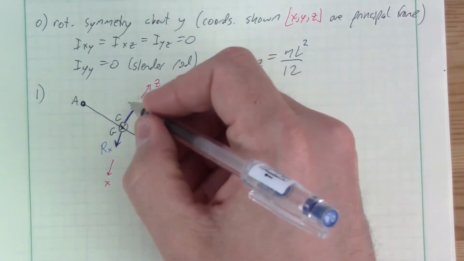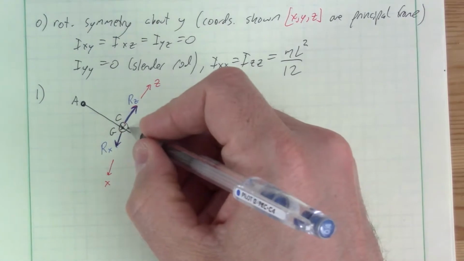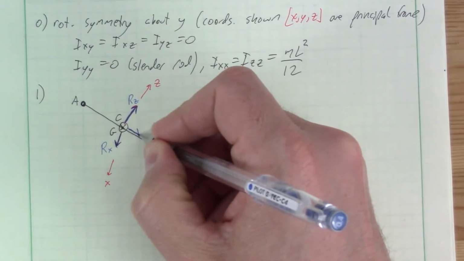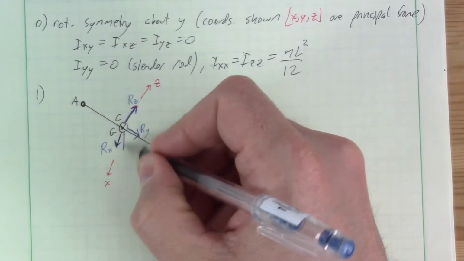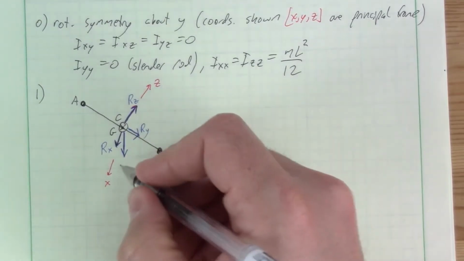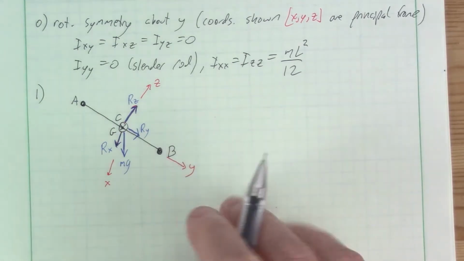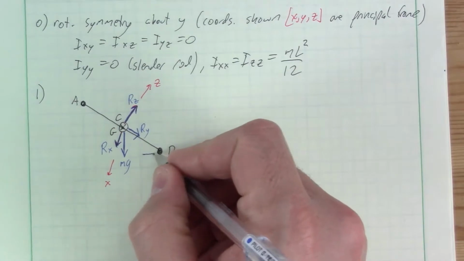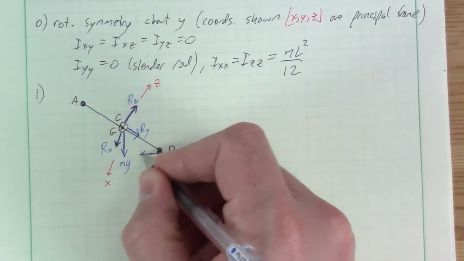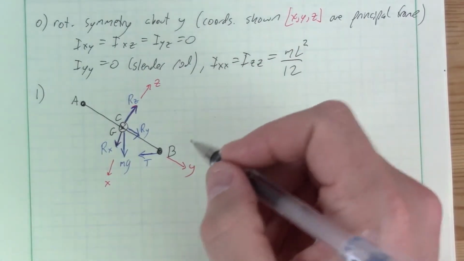Okay, this is the reaction force in the Z direction, then we have a reaction force in the Y direction. We also have the weight, mg. We also have, down here at B, the tension in the cord, that's perfectly horizontal. And then we have those couples, or the reaction moments.